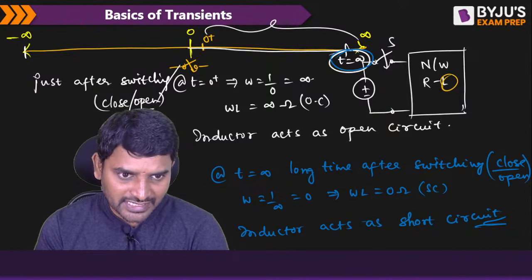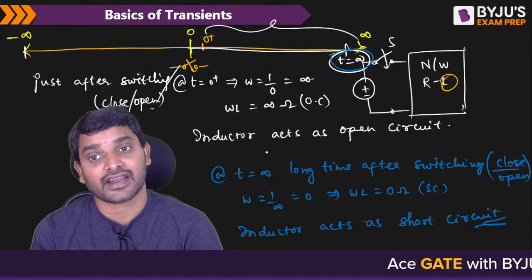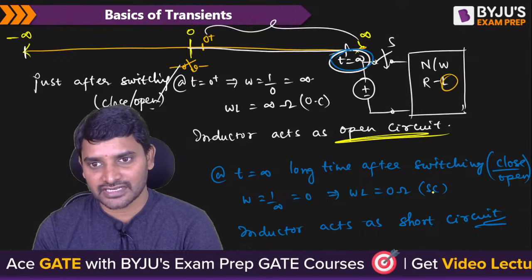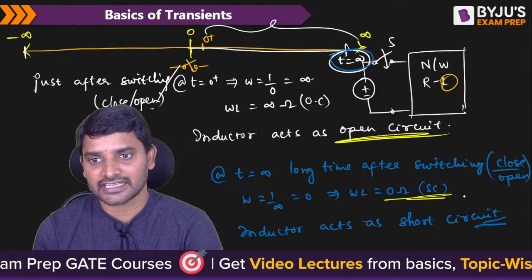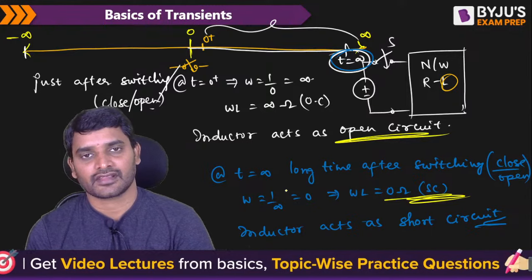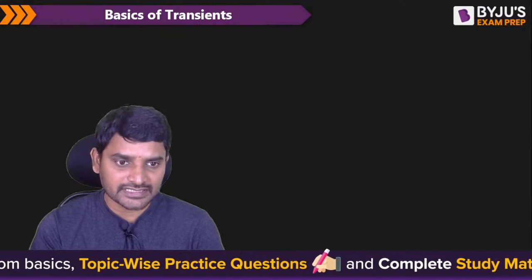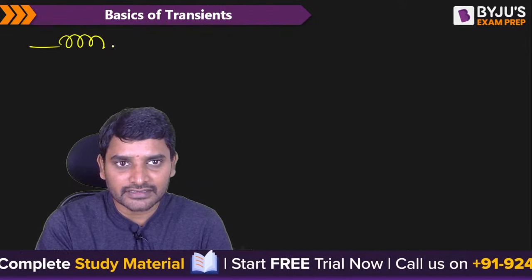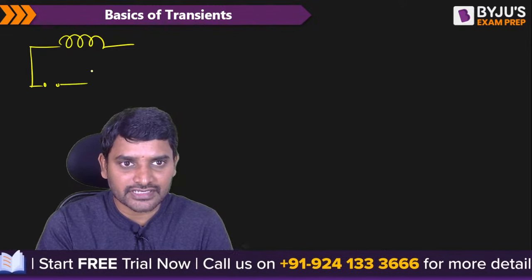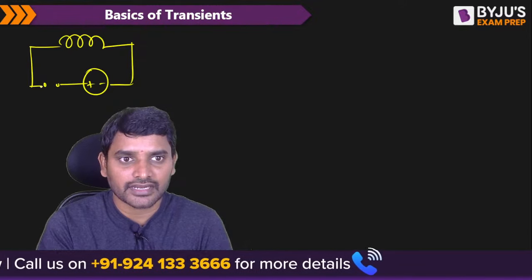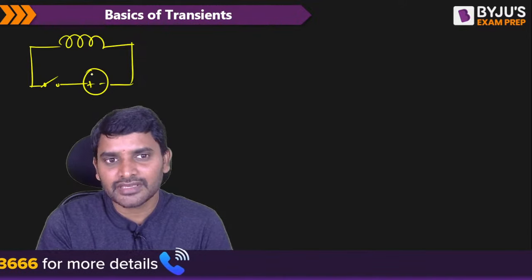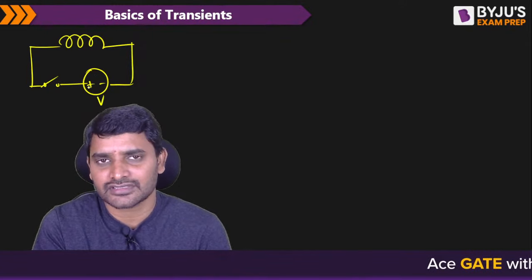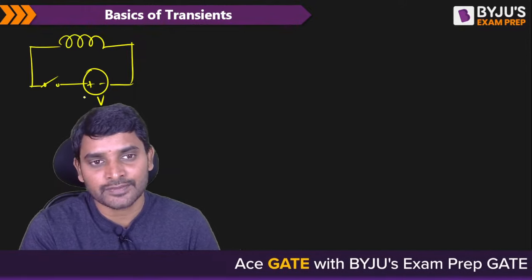So please try to understand, how can you say that these behaviors are correct? How can you say that just after switching the inductor acts like an open circuit, and long time after switching the inductor acts like a short circuit? So this is how I can say. If I have an inductor and a switching instant here, I have a voltage source. It may be a 10 volts or 100 volts source, it doesn't matter; whatever voltage source you apply, take that value as V.